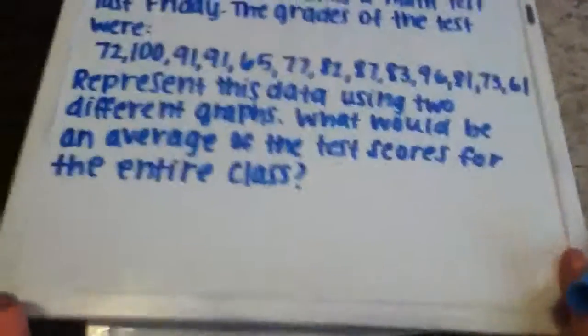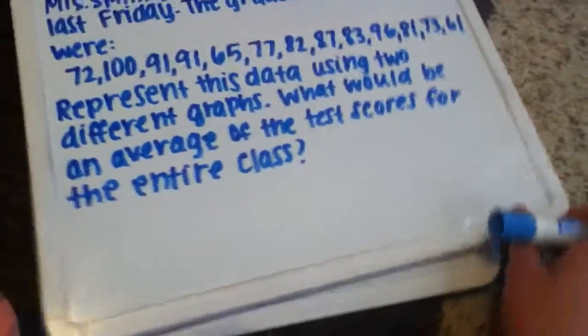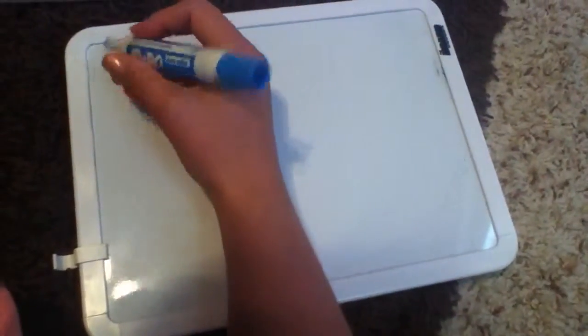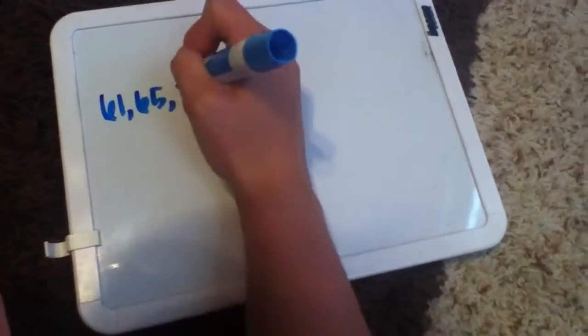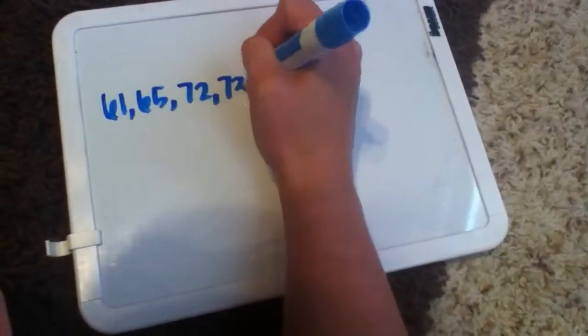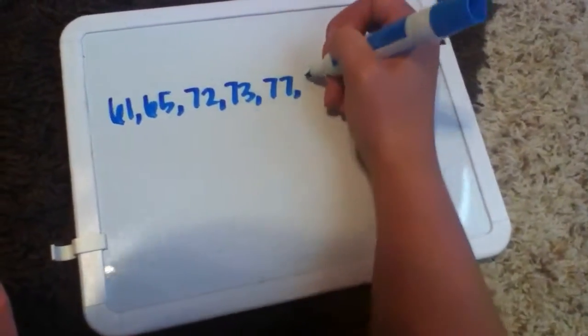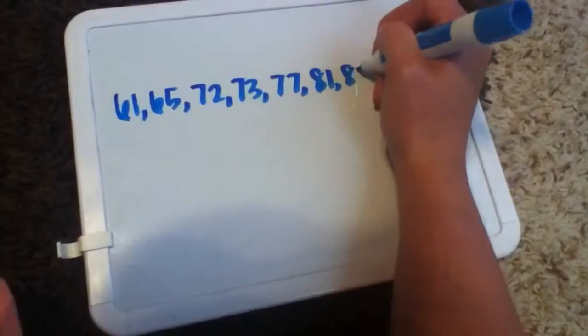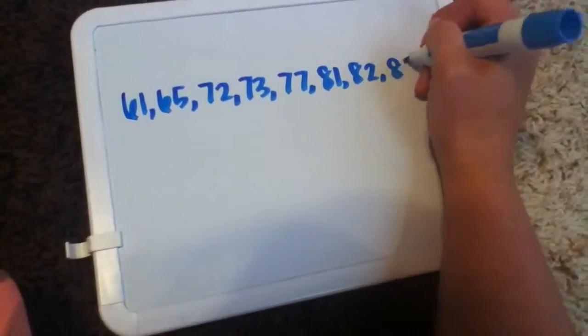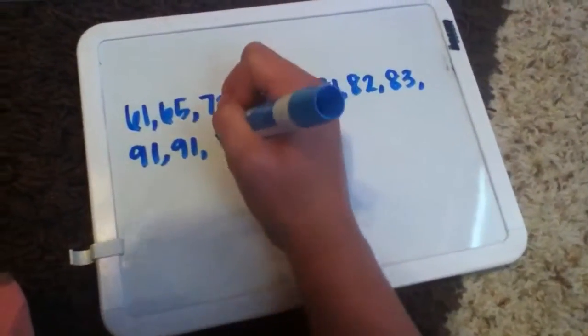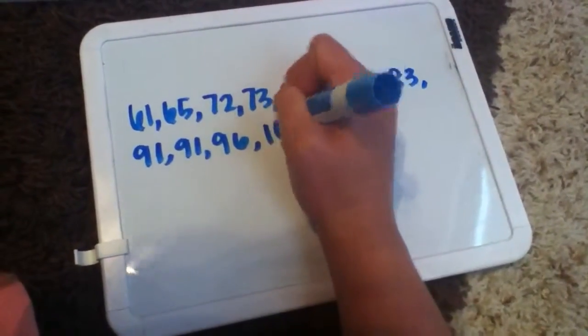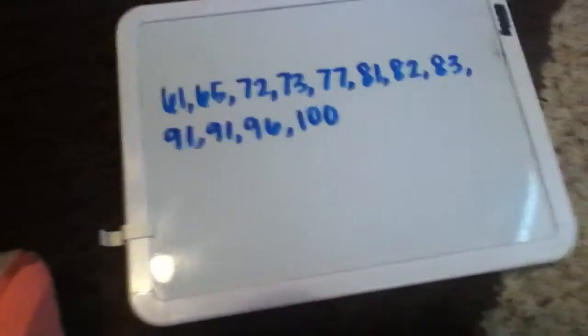So after we just read the problem, the first thing that we're going to do is list the numbers right here from least to greatest. So we're going to start out, and the list is going to go 61, 65, 72, 73, 77, 81, 82, 83, 91, 91, 96, and 100. So this is the list of the grades that we have so far.